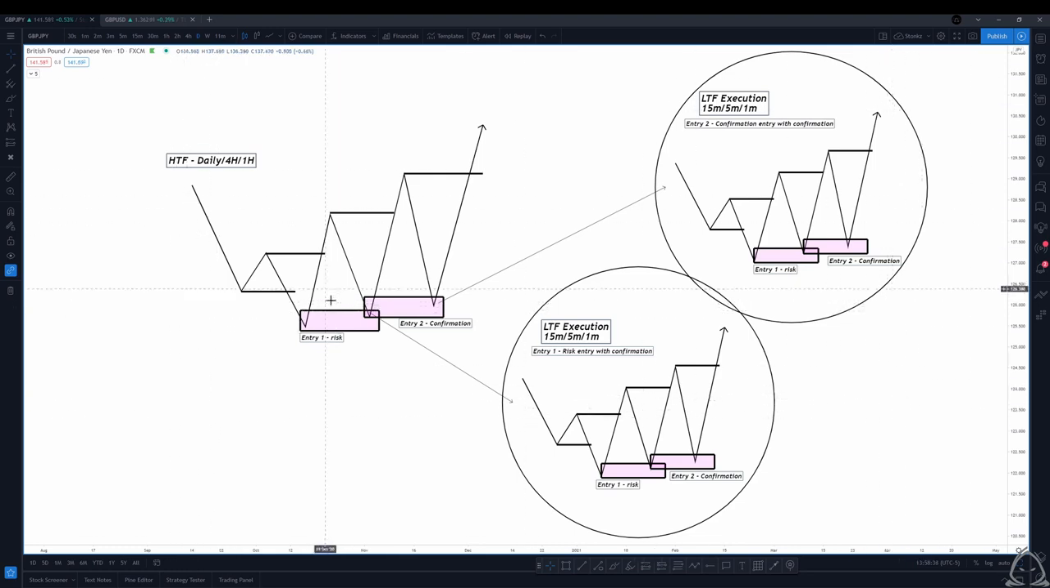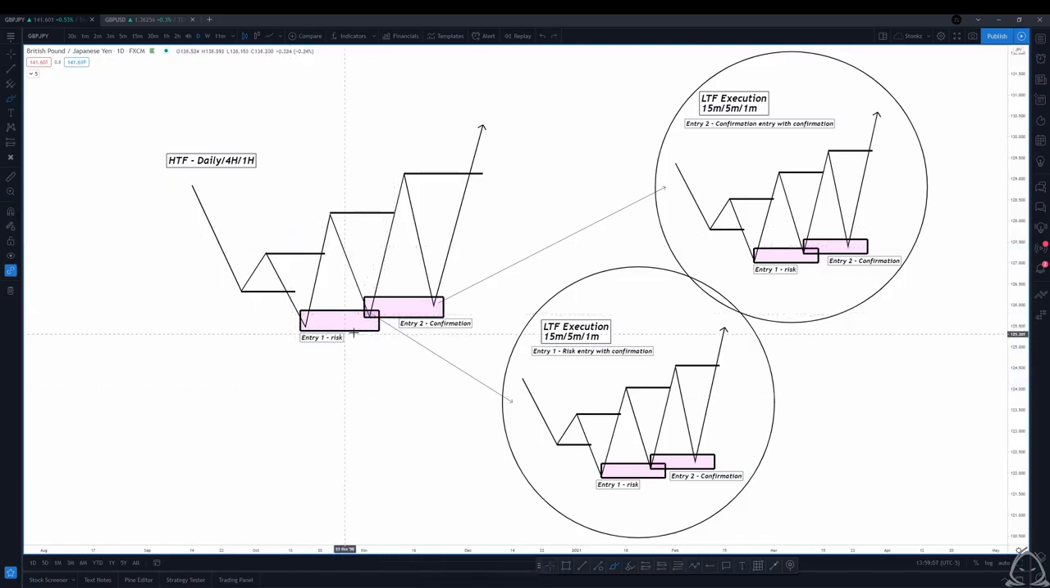Again, we're looking for price to create a point of interest on a higher time frame, whether that's the daily, the 4-hour, or the 1-hour. And when price taps into that point of interest for the first time, we have the opportunity to take more of a risk entry. The reason it's a risk entry is the trend hasn't necessarily been confirmed yet. Yes, we have switched from bearish to bullish in this case, but it is possible that this could be a liquidity grab for price to continue lower.